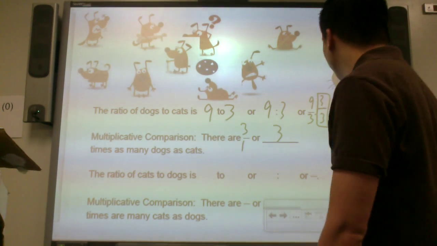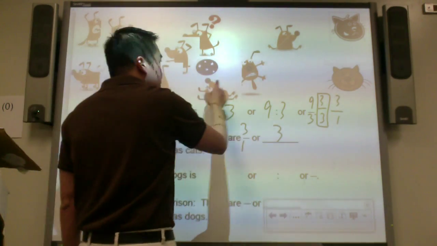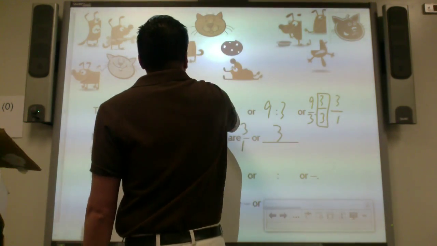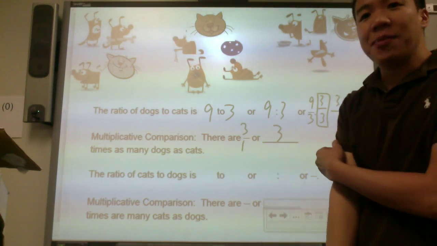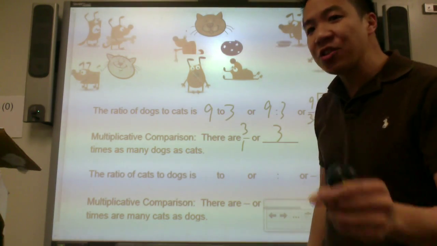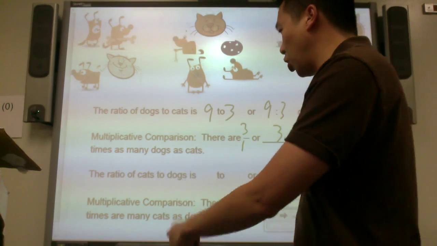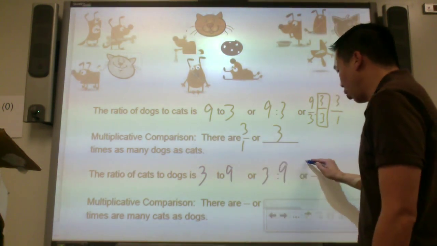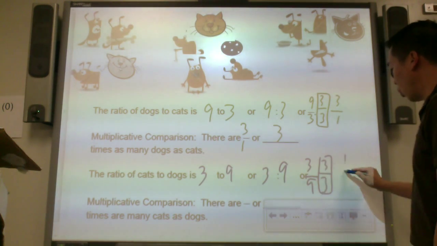Is that really true? Are there 3 dogs for every cat? Yep. And yep. So there are 3 dogs to every cat, or 3 times as many dogs as cats. Let's do another one. The ratio of cats to dogs. So this time they want you to compare the values of the cats to the dogs. So there are 3 cats to 9 dogs. 3:9 or 3/9, which simplifies to 1/3.